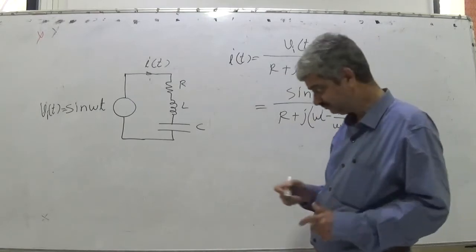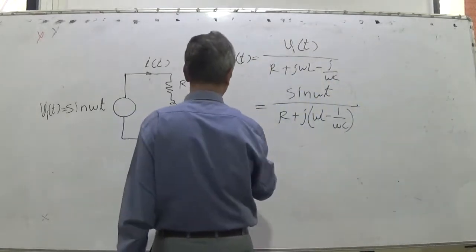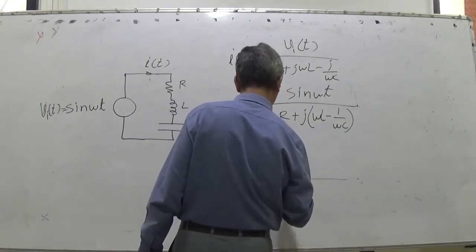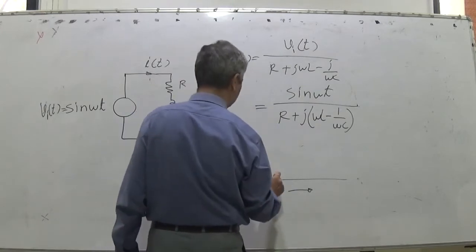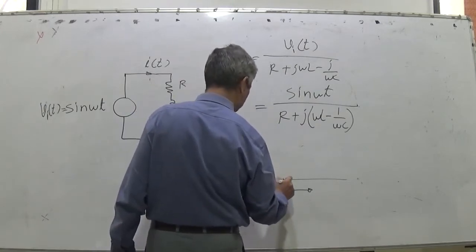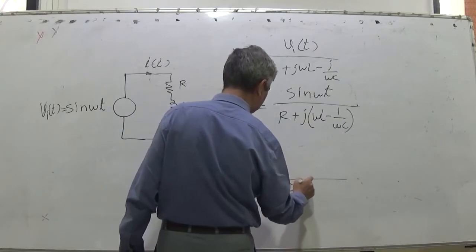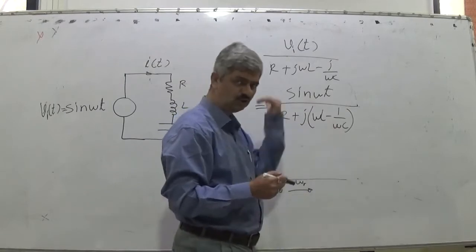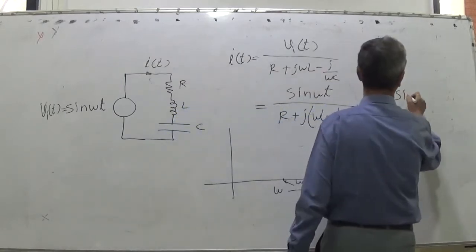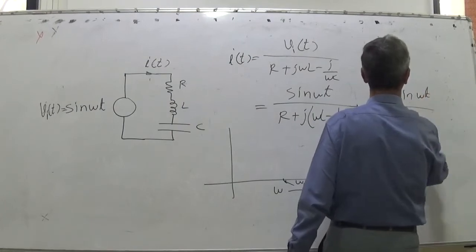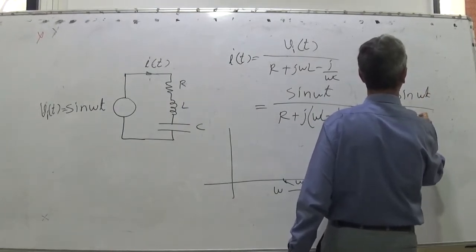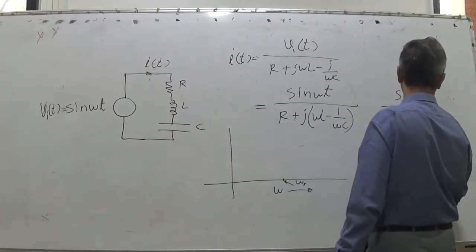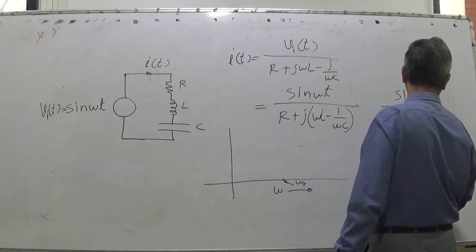And if you plot omega, this is resonant frequency omega R, what will we find? At resonance it is R plus j0. Before resonance it is sin omega t upon R minus jX. And after resonance it is sin omega t upon R plus jX.